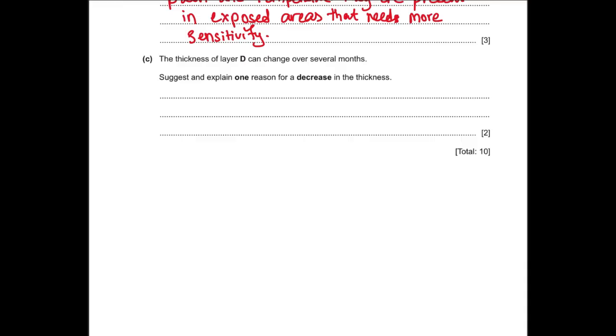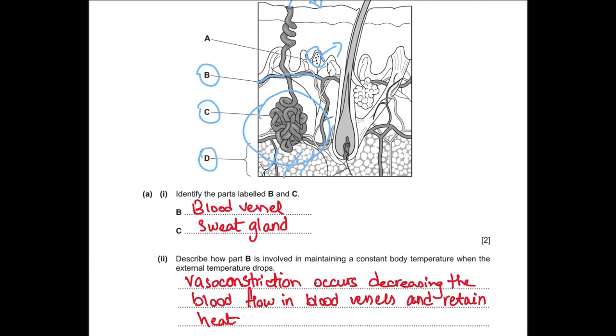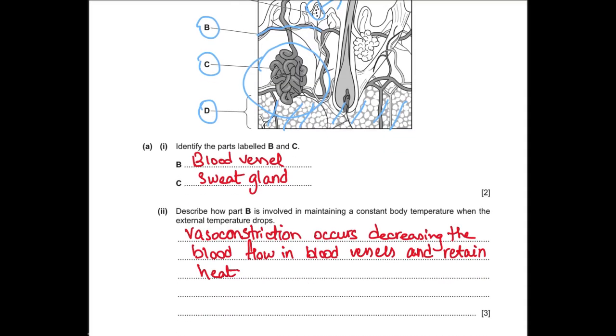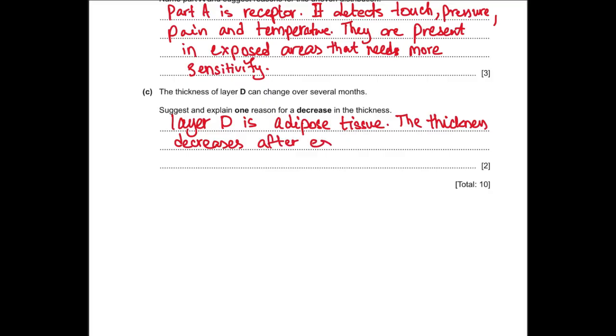The thickness of layer D can change over several months. Suggest and explain one reason for a decrease in the thickness. Okay, so layer D is the adipose tissue. Its main purpose is for insulation and it actually decreases when a person exercises more or eats less food. So the thickness decreases after exercise or eating less food.